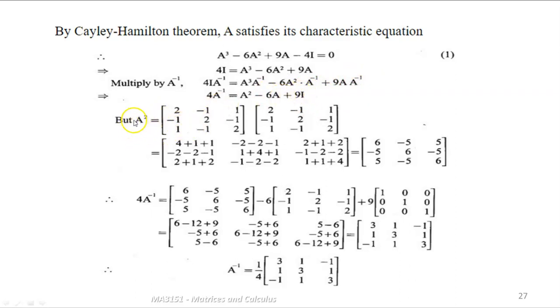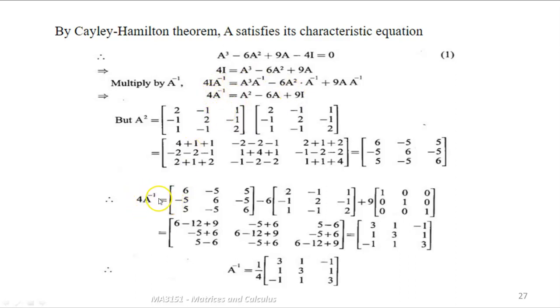Now we need to find A square. A square is the product of two matrices, that is A into A. Multiply these two matrices, then we get 6, minus 5, 5, minus 5, 6, minus 5, 5, minus 5, 6. Now we are ready to substitute every value because A is the given matrix. We calculated the A square value, and I is the 3 by 3 identity matrix.